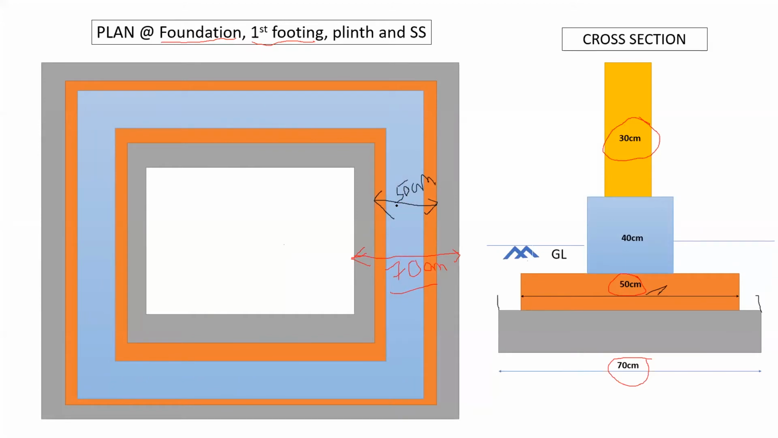So this is the plan at plinth. What will be the width here? Can someone state in the chat box again? So it is 40 centimeters or 0.4 meters. Very good. I can see in the chat box, everyone is saying 40 centimeters.